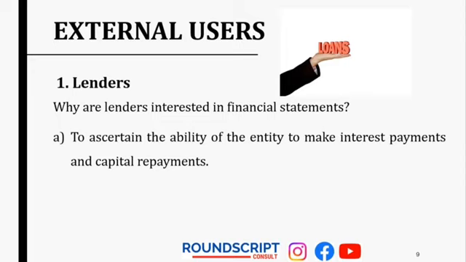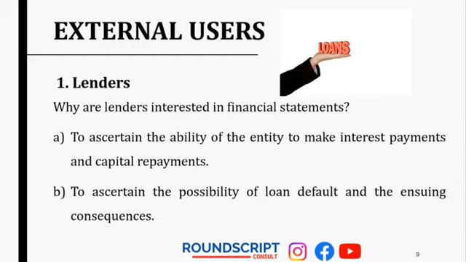Now, if a lender is loaning money to a business, they would like to know if the company has the capacity to make payments, those interest rates, and also the capital which is being lent. Now, another reason why lenders require financial statements or accounting information is to ascertain the possibility of loan default and the ensuing consequences. They would want to know the risk they are putting themselves in, and then assess whether they are ready to take on that risk.